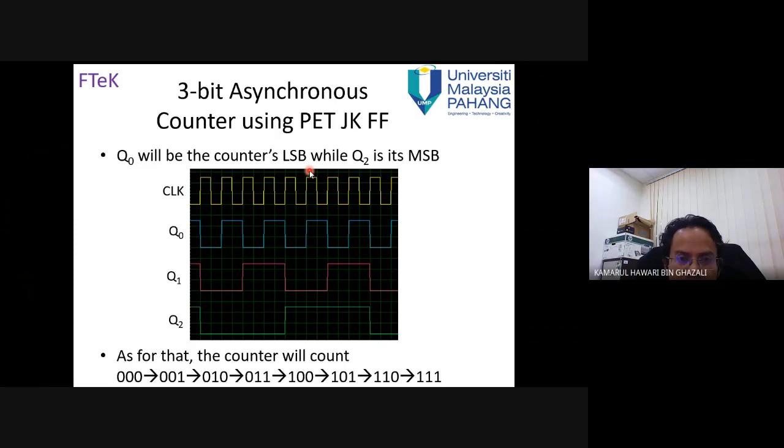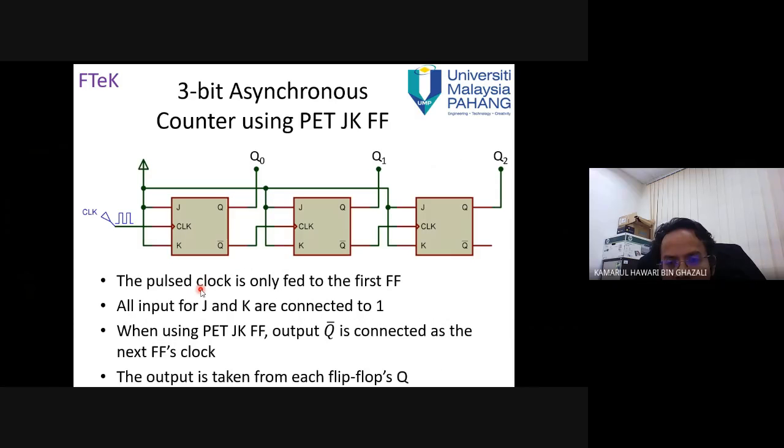Q0 will be the counter's LSB, while Q2 is the MSB. So this is the LSB, this is the MSB. And as a result, the counter will count 0, 0, 0. The first one is 0, 0, 0. The second one is 0, 0, 1, then 0, 1, 0, and so on and so forth. How do we get this output? You refer to this one.